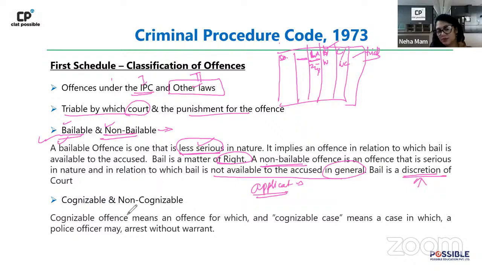Similarly, आपका cognizable and non-cognizable offenses आते हैं. Cognizable are those in which a police officer may arrest without a warrant. तो cognizable offense वो है जहां without warrant भी पुलिस आपको arrest कर सकती है. तो tell me, ये serious होंगे या non-serious होंगे? So cognizable offenses would be serious offenses or non-serious offenses? In comparison to a non-cognizable offense, would it be more serious or less serious?